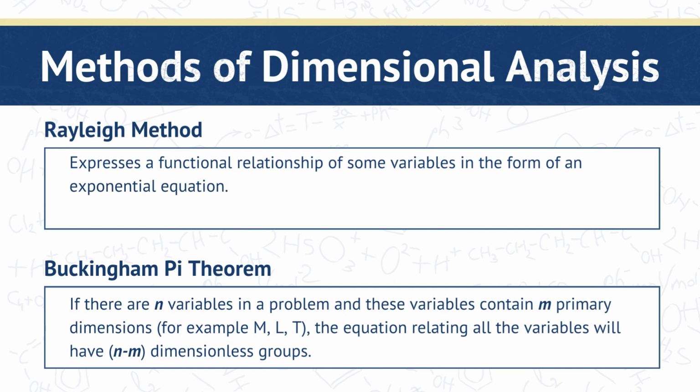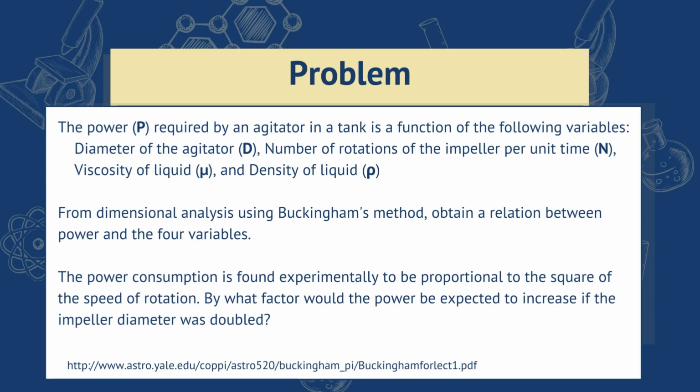It states that if there are n variables in a problem, and these variables contain m primary dimensions, for example M, L, or T, the equation relating all these variables would have n minus m dimensionless groups. Now let's solve a problem to better illustrate this method.